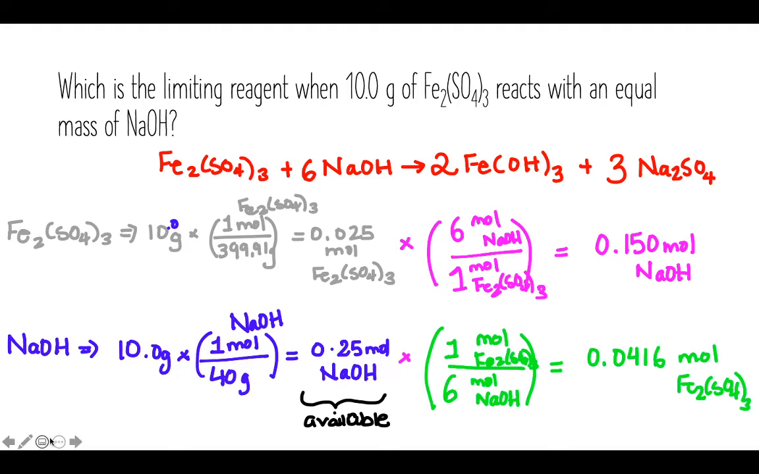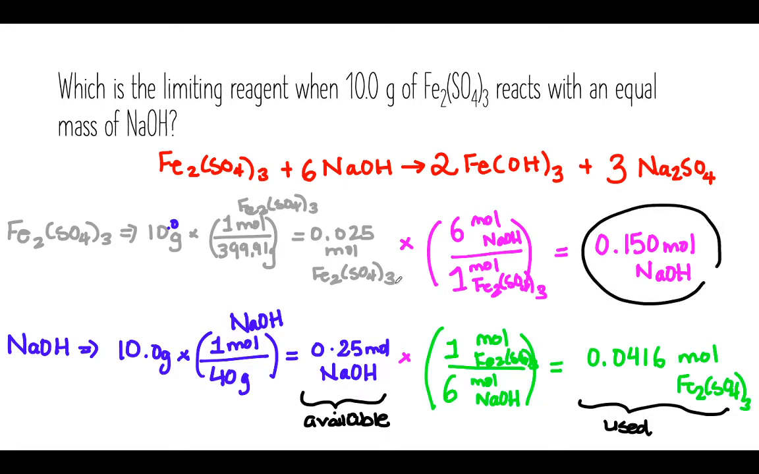Fe2SO4. Now, just like I told you that we found the moles that were available, what we've done here in this column, we found how many moles would be used if these reactions were to take place with the amounts that we were given, right? Now, you have to compare available versus used. And here's where it's really important that you have your units correct. Because notice the moles of NaOH that are used are up here, and the moles of NaOH that are available are down here, right?